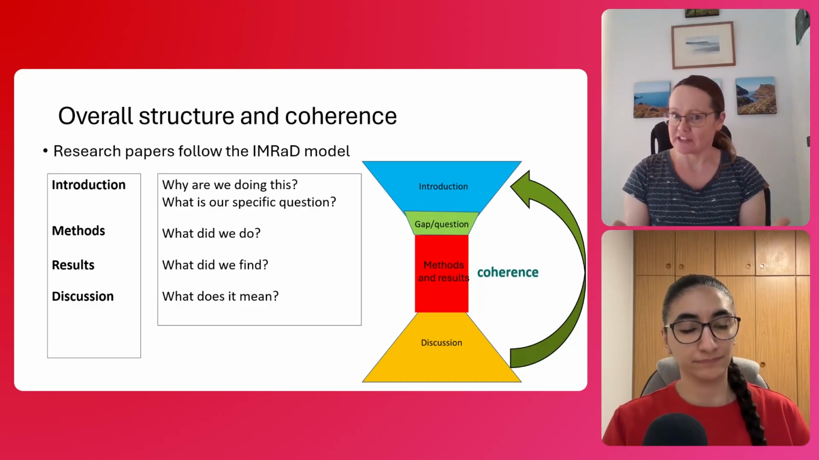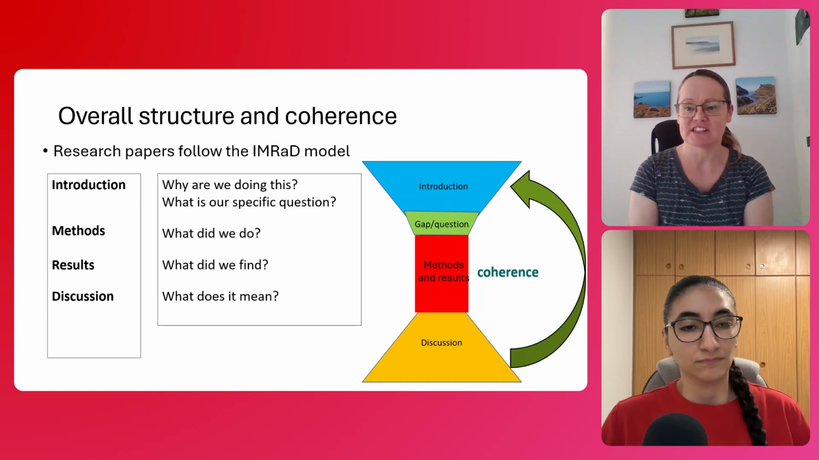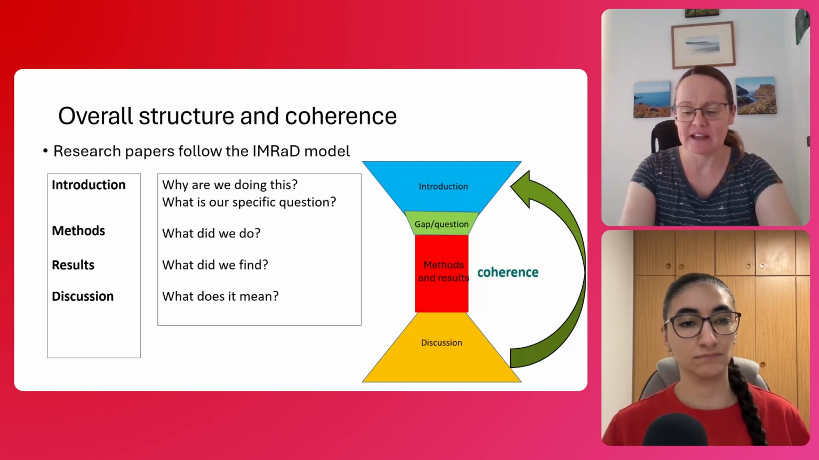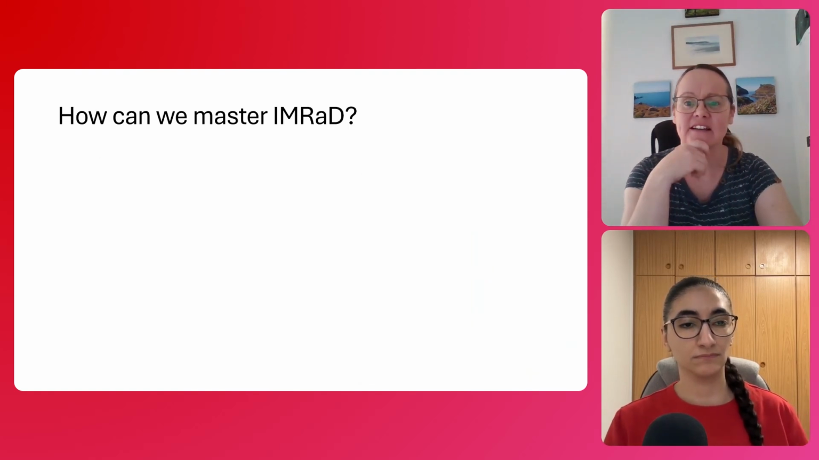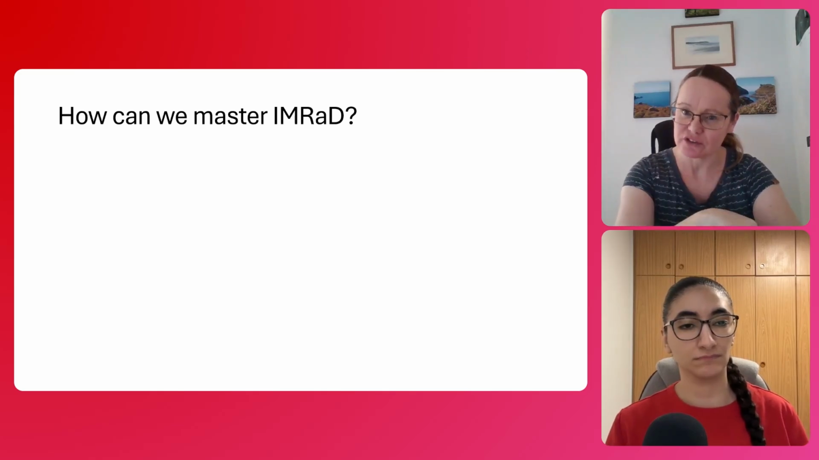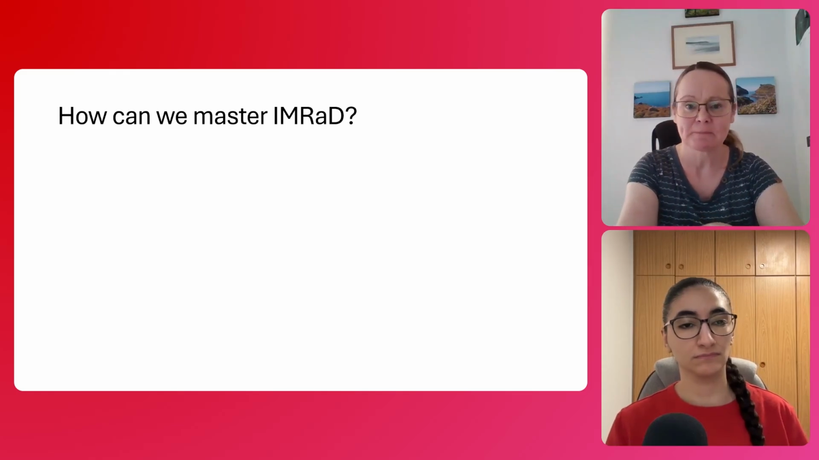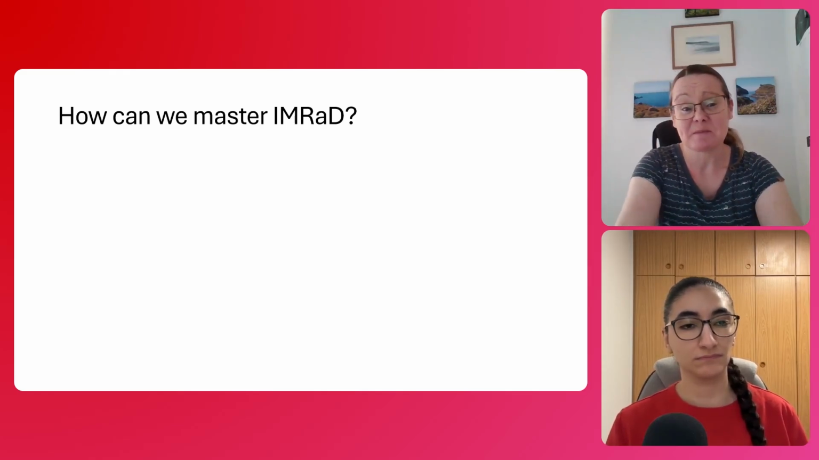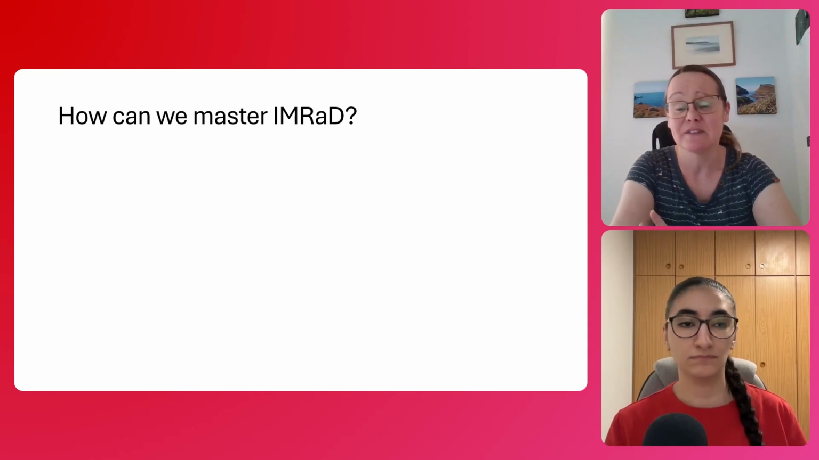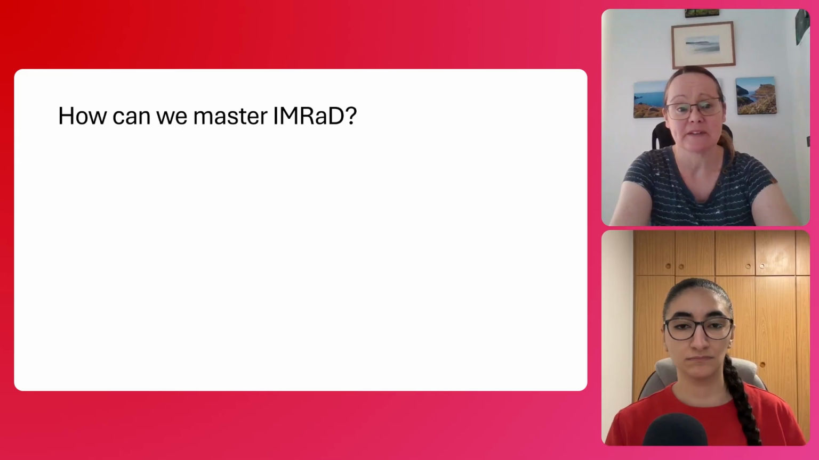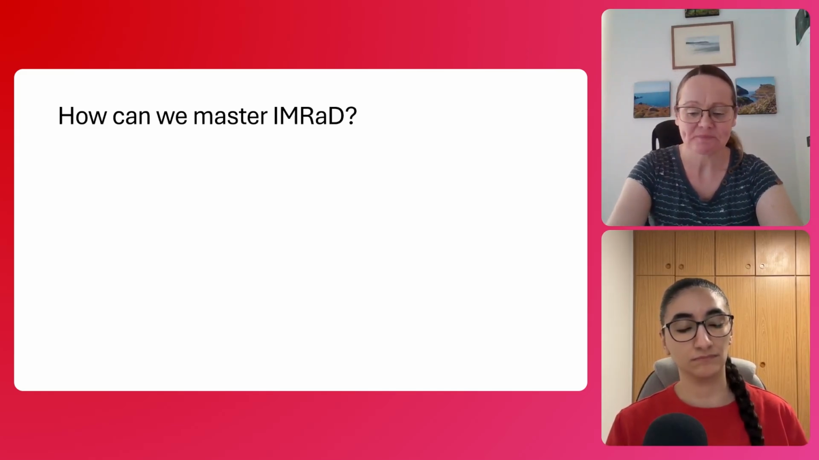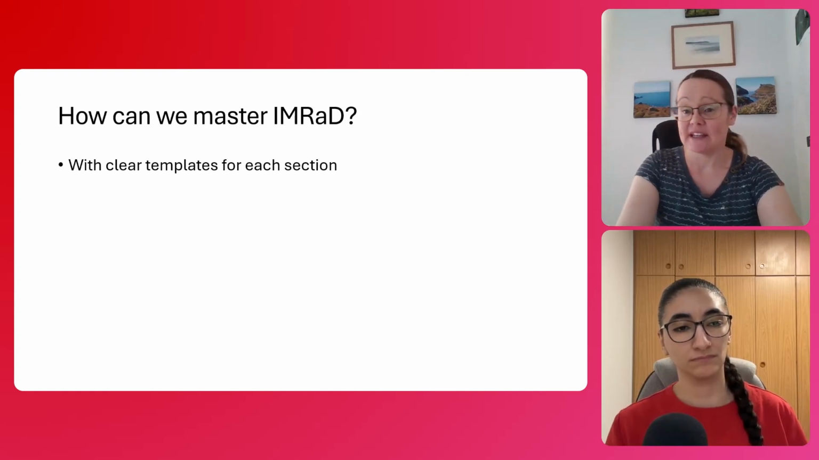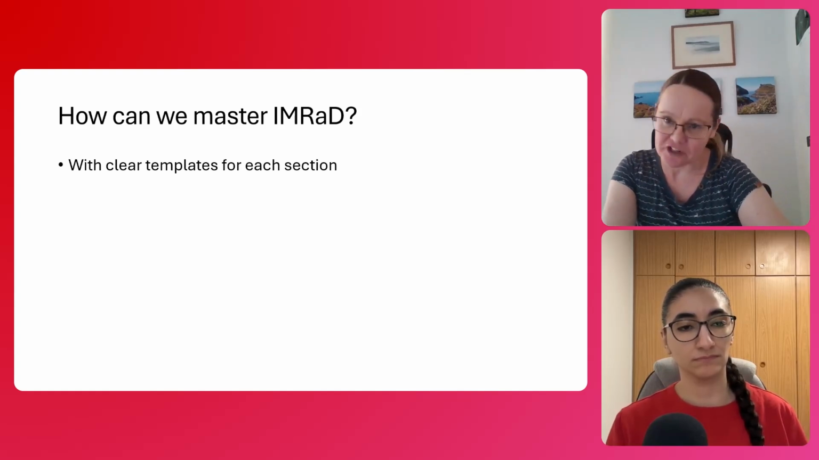Now, although we have 4 sections, and it's pretty clear what each section is doing, what I find, based on my experience as an editor, is that lots of scientists really struggle to master this structure, to really use it effectively. And that is essentially the motivation for this webinar today, to give you a very clear strategy to write research papers using this structure. So how can we master IMRaD? I think one of the easiest ways is to have really clear templates for each section.